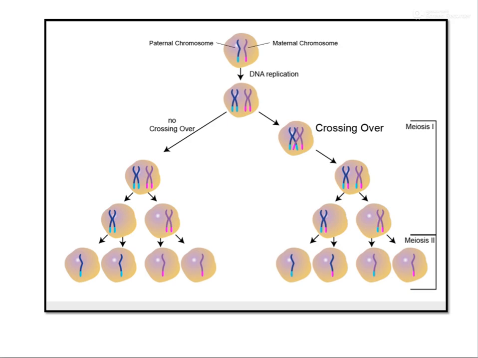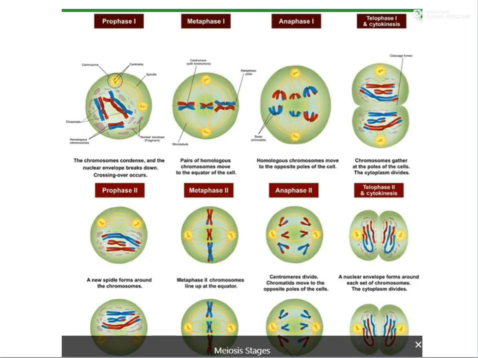I hope you know the process of meiosis, so I'm not going into much detail, but you can see that meiosis mainly consists of two stages, meiosis 1 and meiosis 2. In meiosis 1 we have prophase, metaphase, anaphase, telophase and cytokinesis. And in meiosis 2, we have prophase 2, metaphase 2, anaphase 2, and telophase followed by cytokinesis. The process of crossing over mainly happens within the prophase 1 stage of meiosis 1.